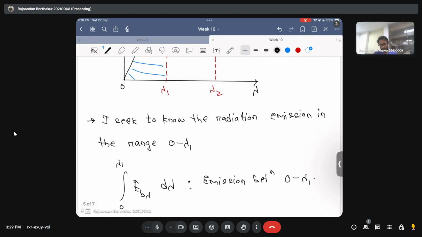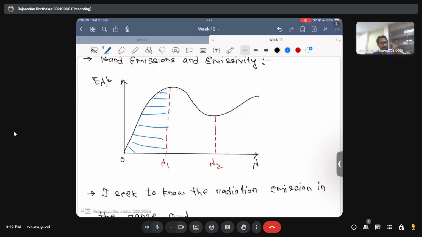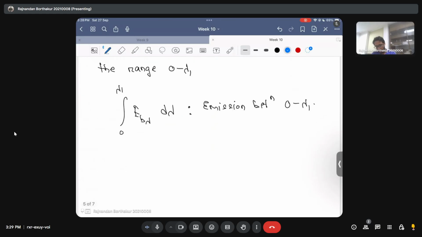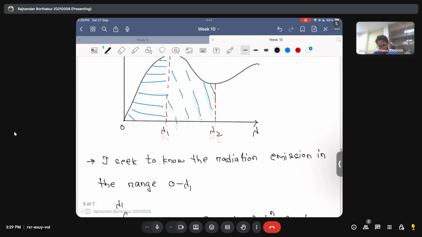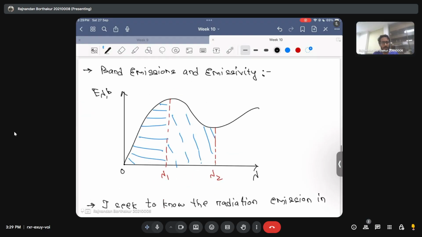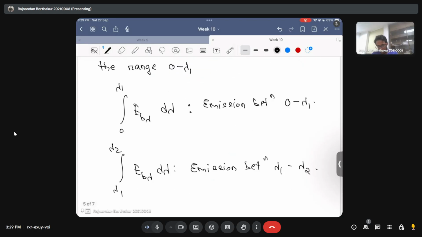If you then ask me, I now want to know the emission in this band, let's say from lambda 1 to lambda 2, then the emission from lambda 1 to lambda 2 would simply be the integral from lambda 1 to lambda 2 of E B lambda d lambda. So this is nothing but the emission between lambda 1 and lambda 2. I hope you have understood these aspects at least.